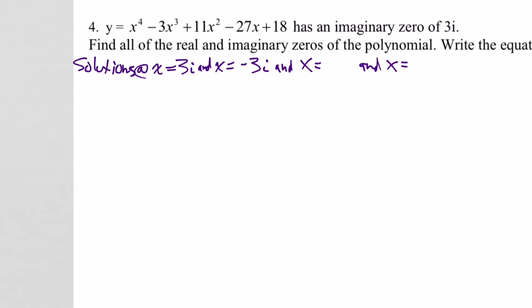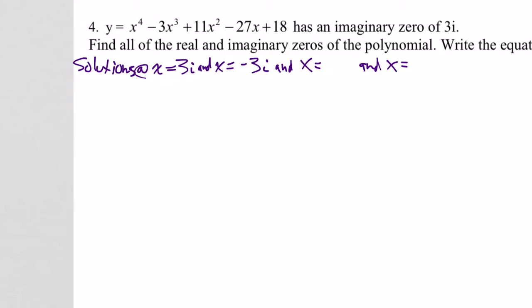This screen looks a little different than when you left it a moment ago. A moment ago I said solutions at x equals 3i and negative 3i, and I listed them. Notice how I'm writing it. Solutions at x equals 3i and x equals negative 3i and x equals blank and x equals blank. I know there are going to be two more solutions because this is a fourth degree polynomial. The linear factorization theorem states that there will be as many solutions as whatever the degree is. Fourth degree, four solutions. So I know that I'm going to need to be finding two more.